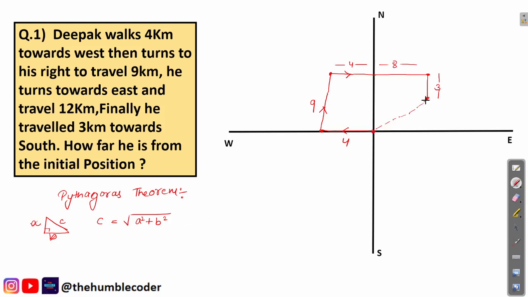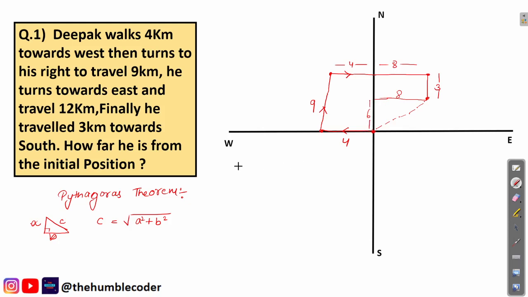Now you can see that straight away you cannot find a triangle, but you can find a triangle like this. Suppose I create a line over here. This line will exactly be 8 kilometers, right? Because we can clearly see that this is 8, so this will also be 8. Now remaining is this. So how can we calculate this? From here we can see total is 9 and this is 3. So 9 minus 3 will be 6. So this is 6, right?